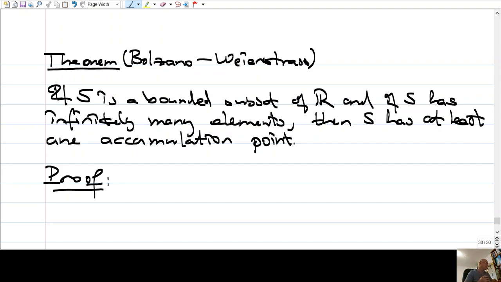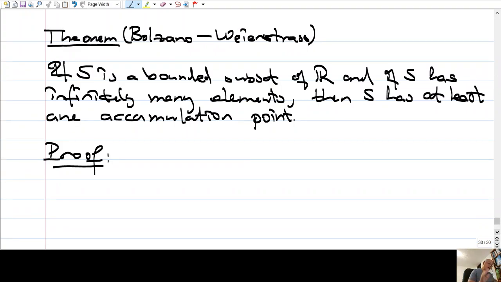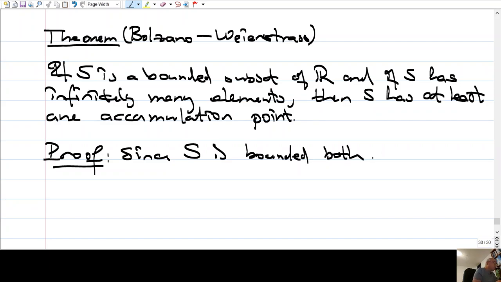We will proceed as follows. Since this set is bounded, it should be contained in some interval, right? It has an upper bound and a lower bound, so all the terms lie between these two numbers. Since S is bounded from above and below, both supremum and infimum exist.